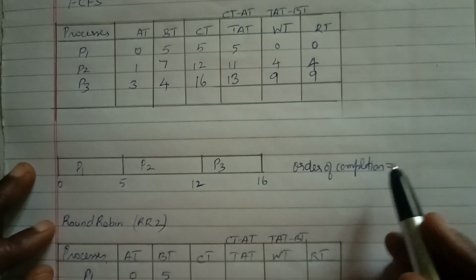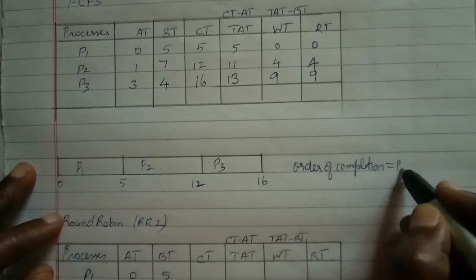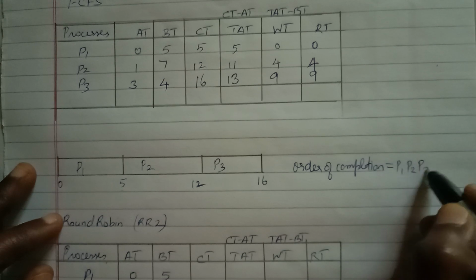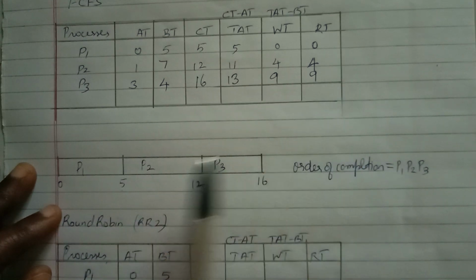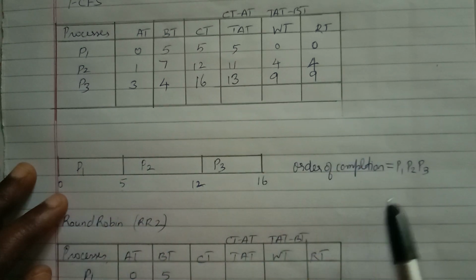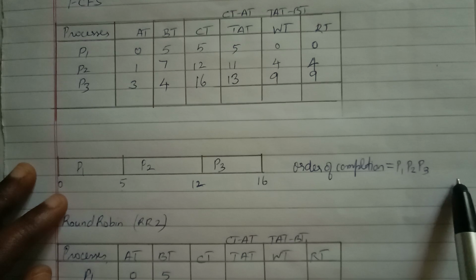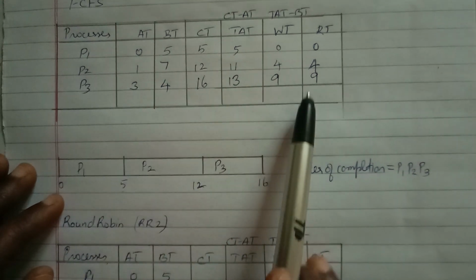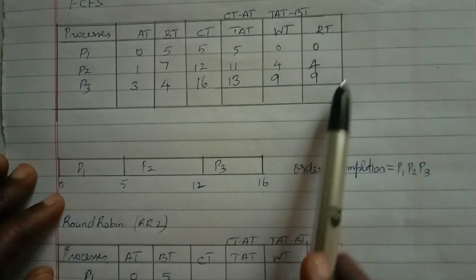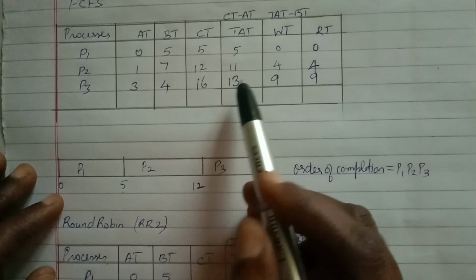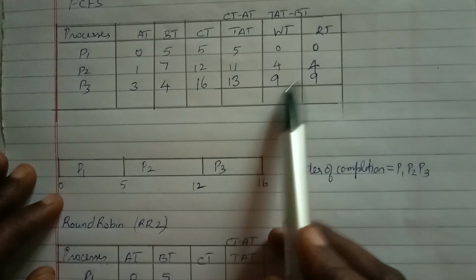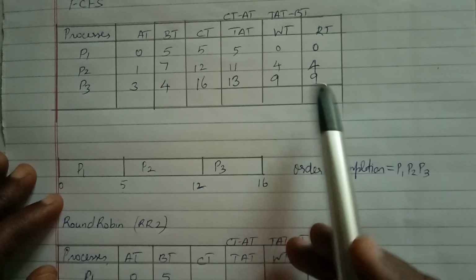So here the order of completion will be P1, P2 and P3. Normally in first come first serve, the first process will be executed first. So even without performing these operations, we can write the order as P1, P2, P3. But just for understanding of all the processes and terms, I have done the calculations. Even if they ask for the average turnaround time, average waiting time or average response time, we can calculate it.